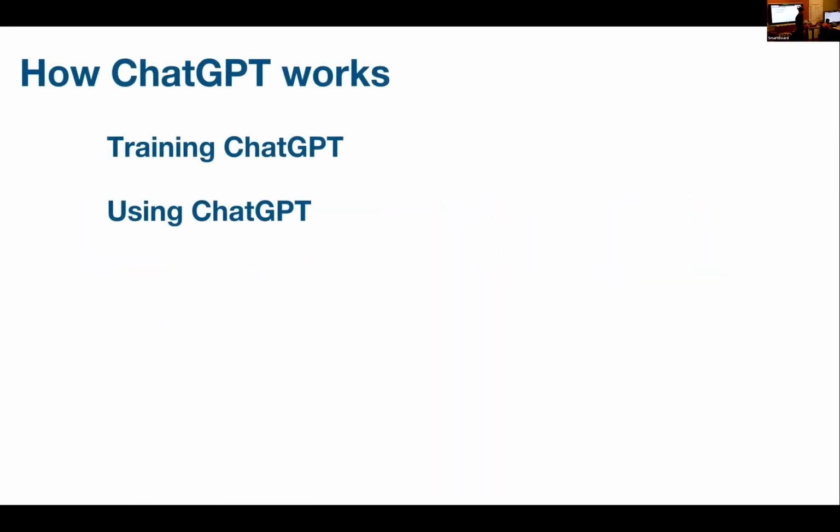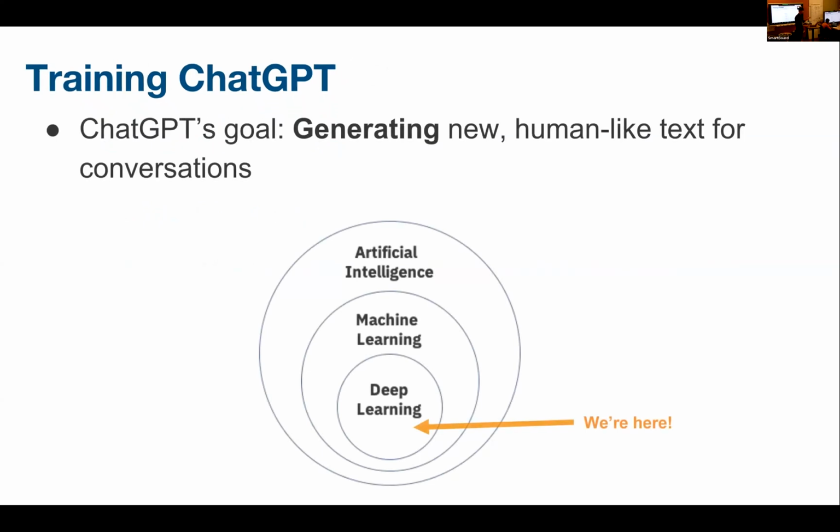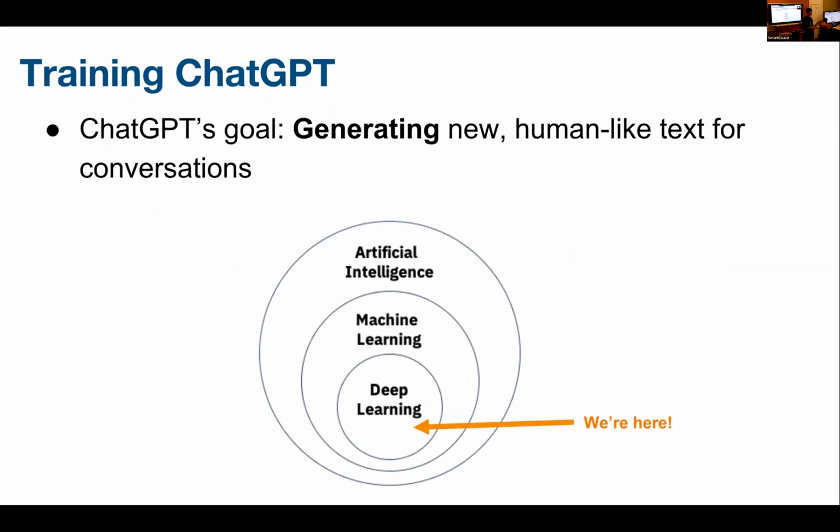Okay, so how it works: firstly, it's trained from GPT 3.5, and then it's used. Specifically in training, ChatGPT has a goal of generating new and human-like text for conversations, okay? Within artificial intelligence, there's the bubble of machine learning that we've been in. Within machine learning, there's supervised learning, unsupervised learning, and then deep learning. We started in supervised learning, then moved to unsupervised learning at the beginning of this wrap up, and now we're in deep learning. So we're touching on all three.